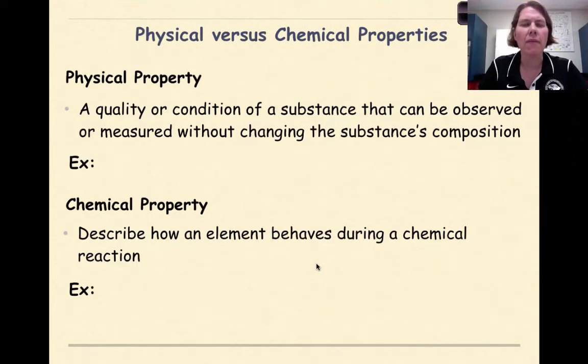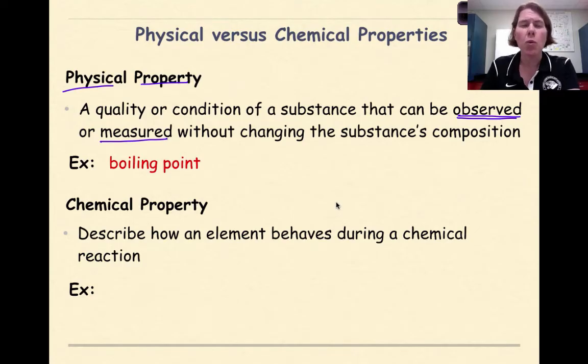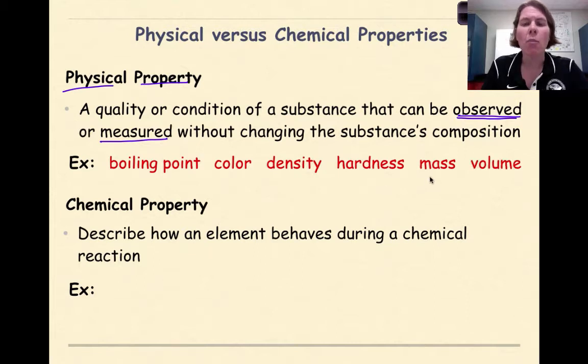Let's talk a little bit about physical versus chemical properties. A physical property is a quality or condition of a substance that can be observed or measured without changing the substance's composition. Some examples of physical properties might be boiling point. We can check the boiling point of a substance without changing its overall chemical composition. Others are color, density, hardness, mass, and volume. Both mass and volume can be measured. So these are all examples of physical properties.